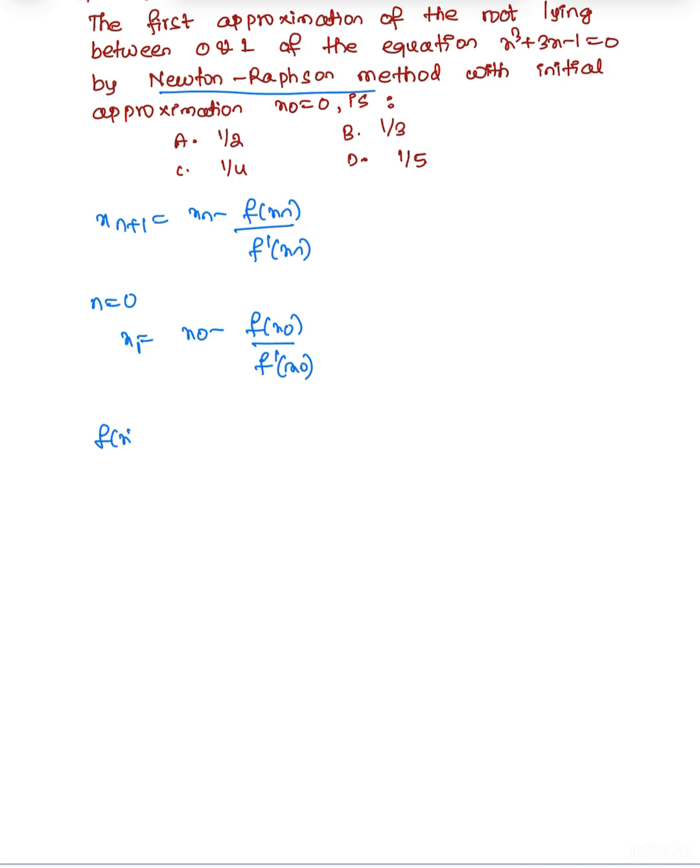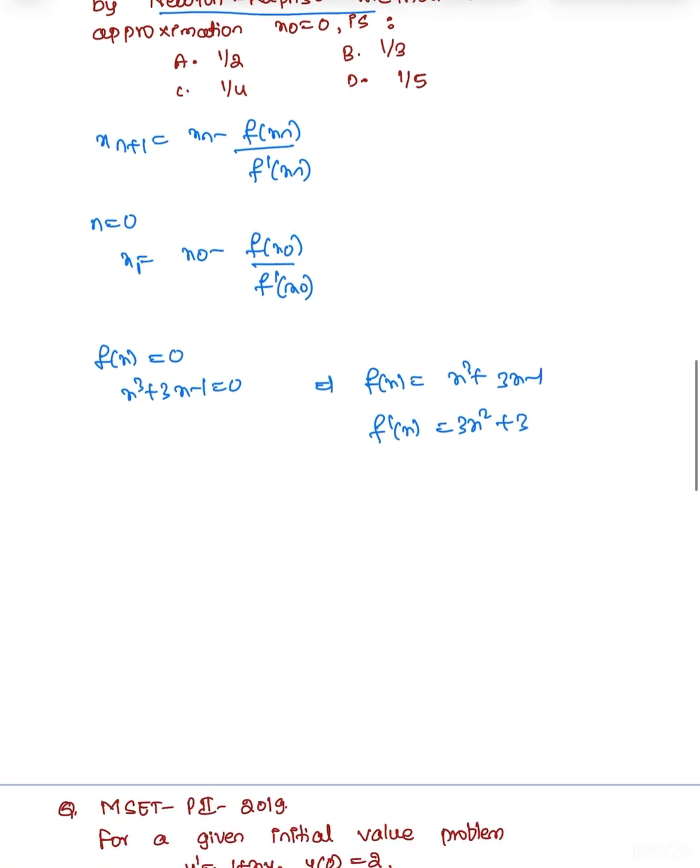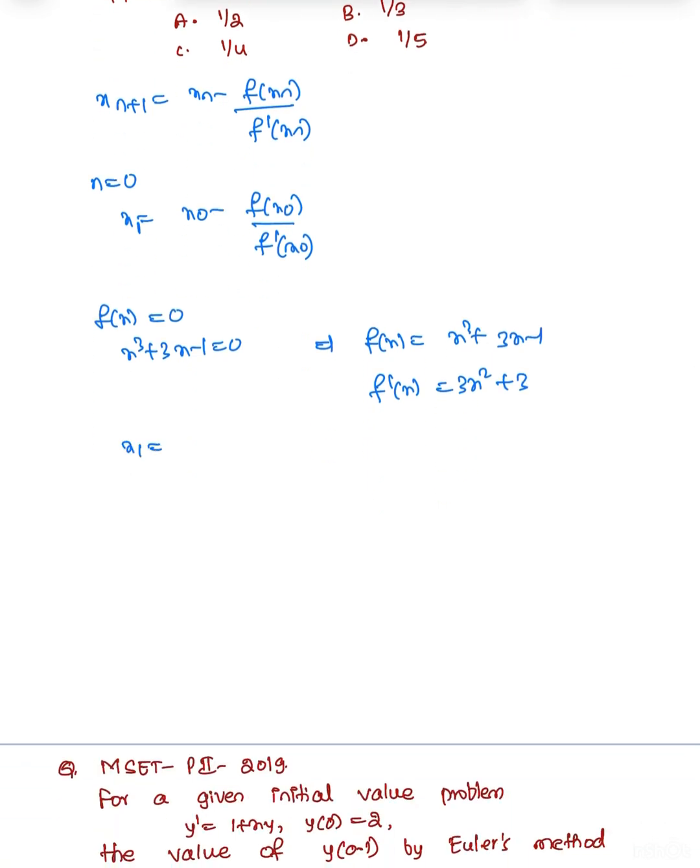Here we have f(x) = 0, that is x cube plus 3x minus 1 = 0. Therefore f(x) will be x cube plus 3x minus 1. So f' will be 3x square plus 3. So substituting this, x1 = x0 minus (x0 cube plus 3x0 minus 1) by (3x0 square plus 3).